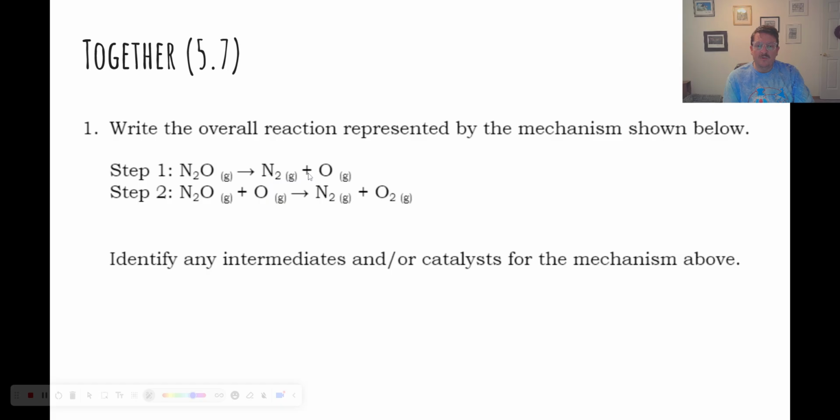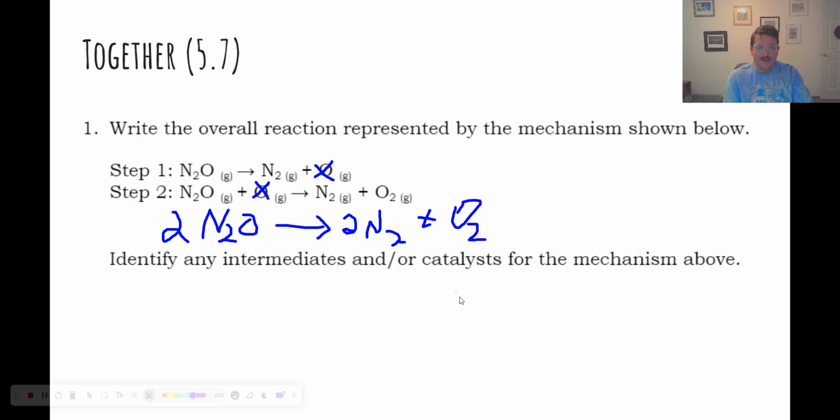N2O makes N2 and O. Then the second step, we use this O, so who cares about that? Cancels out. All right. Well, what's left? We have two N2Os, two N2Os. No other reactants, nothing else on the left side, so arrow. We have two N2s, two N2, and an O2, plus O2. Man, writing with math sucks.